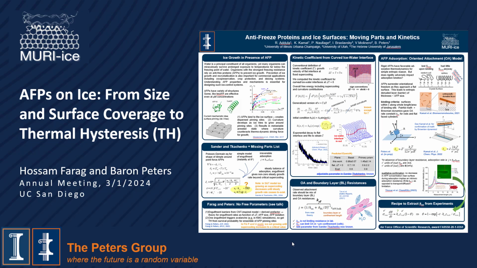Right, I'm going to mostly talk about antifreeze proteins on ice and specifically using information about the size of the antifreeze protein and the surface coverage to predict the thermal hysteresis values. I will not be talking about a couple of other efforts, computing the kinetic coefficient for curved ice-water interfaces and supercooled ice-water interfaces, and also antifreeze protein adsorption rates from an oriented attachment model.